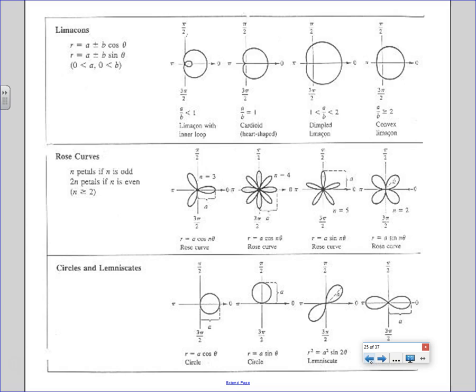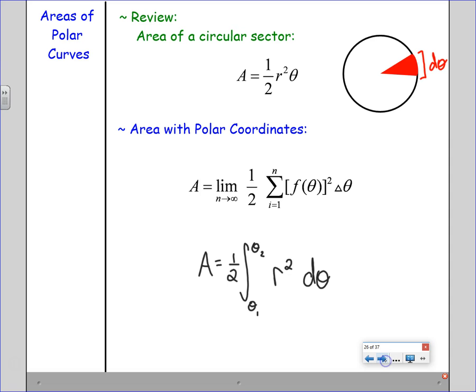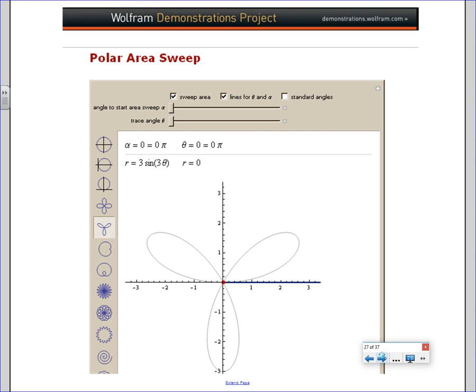Now, I don't normally hear that. It's usually more the area enclosed in one petal or in half the petals or in the inner loop or in the entire figure. But it does start to get a little bit confusing because our brains don't think quite as naturally in polar as they do in others. Let me go ahead and show you a quick demo.